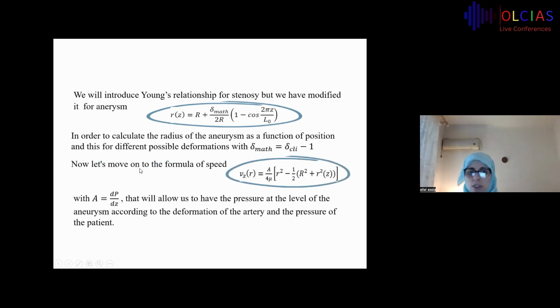Now let's move on to the formula of speed. This is the formula of velocity with the position, and A is the difference of pressure with the position, that will allow us to have the pressure at the level of the aneurysm according to the deformation of the artery and the pressure of the patient.